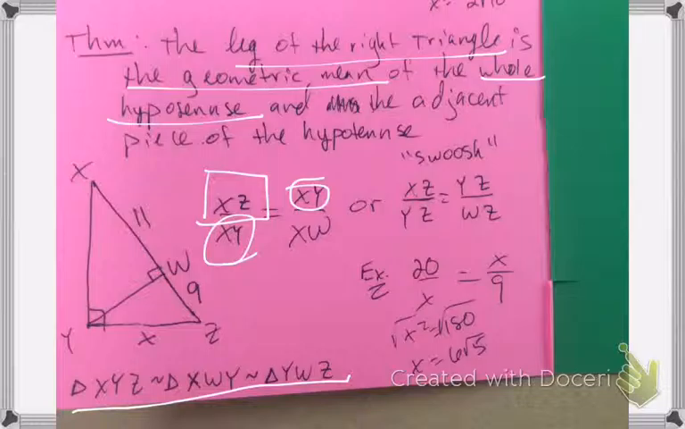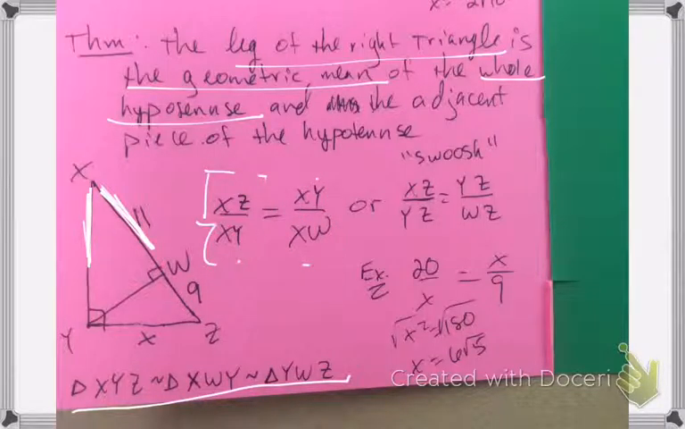Now, remember, adjacent means next to. Since I'm doing this proportion for this leg, then I need the piece of the hypotenuse that's next to that leg. And the piece of the hypotenuse that is more next to that leg than the other one is xw, this one right here. Okay, they touch. So the adjacent piece of the hypotenuse is the piece of the hypotenuse that touches the leg that we're working with. Okay? That's your first proportion that you could write.